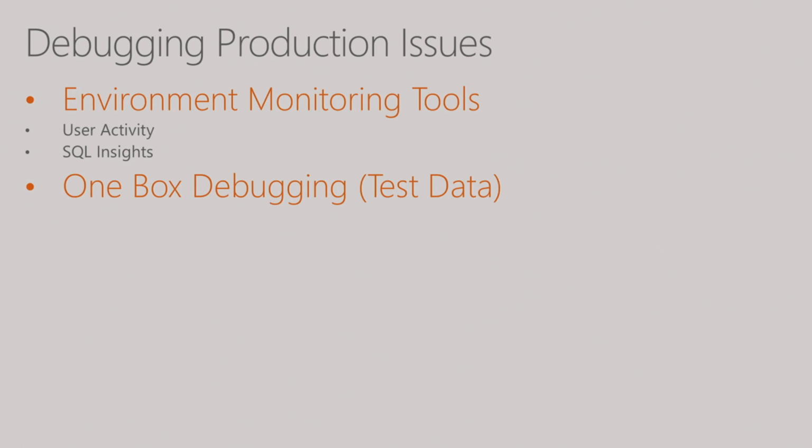The other option then is around one-box debugging. So this is if it's purely a code issue, it's not related to a specific set of production data, we can still have multiple one-boxes attached to an LCS project to run through Visual Studio and actually debug those processes.